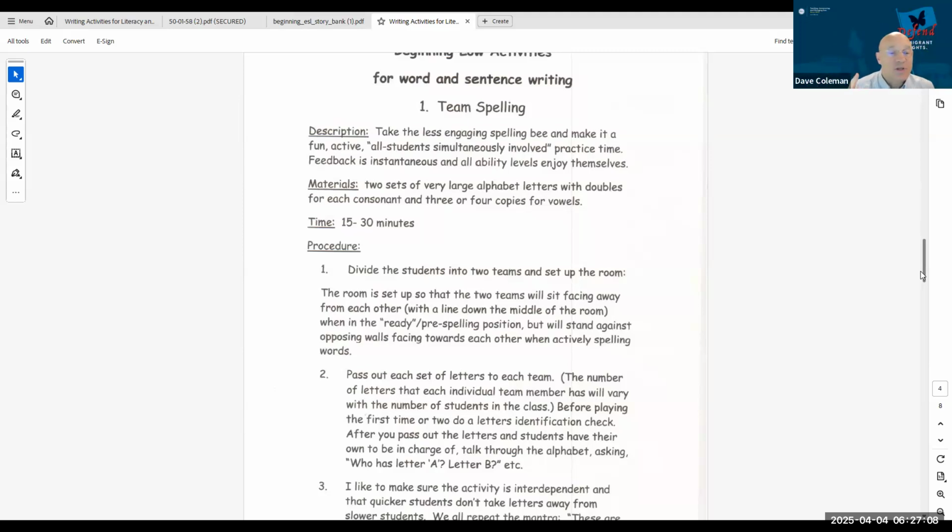So it's team spelling. It's not individuals. And so both teams are going at the same time. And the team that spells it right first gets the point. Does that make sense? Are you visualizing it at all? Yeah, I am, and that makes it fun for them because it's competition.